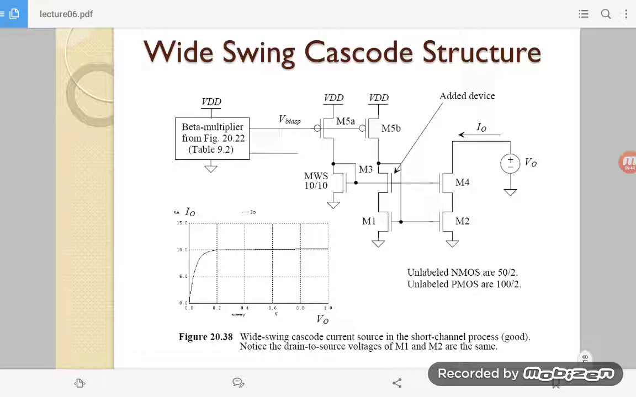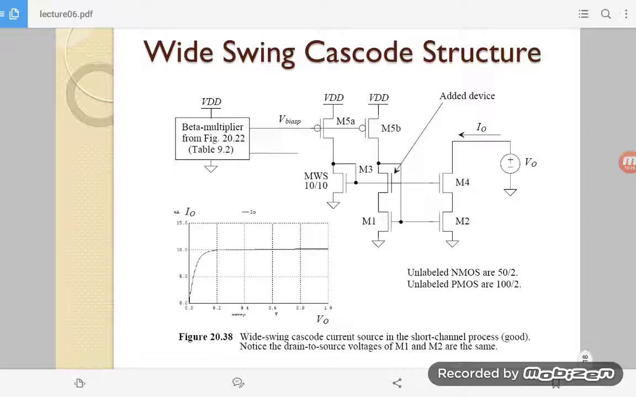So that's why it's called the wide swing. You are allowing a higher swing of your signal because you have eliminated one threshold voltage requirement from the required supply voltage. And one more thing, if you look at the output resistance of this device, it will turn out to be pretty much identical to your cascode current mirror. So either way, this wide swing cascode structure provides a lower supply voltage requirement, but pretty much similar characteristics to a regular cascode structure.